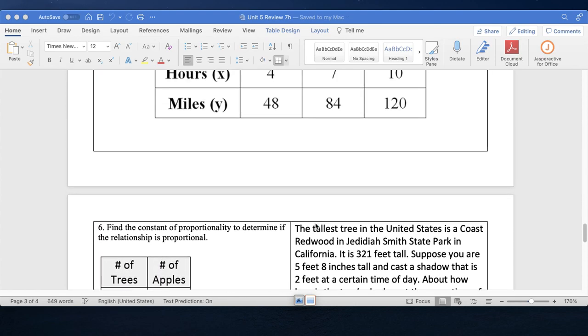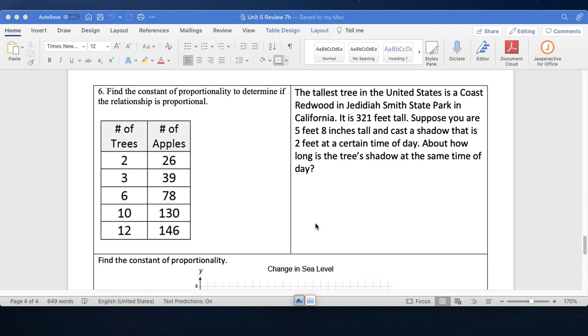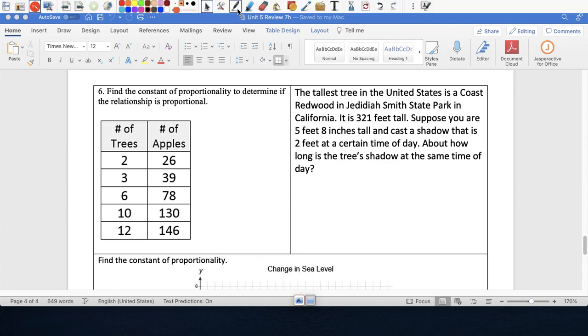All right, so not too much left. Find the constant of proportionality to determine if the relationship is proportional. Okay, so you have 1, 2, 3, 4, 5: number of trees and number of apples. Does the number of apples depend on the number of trees, or the number of trees on the number of apples? The number of apples depends on the number of trees. That makes sense. So this would be my y, this would be my x.